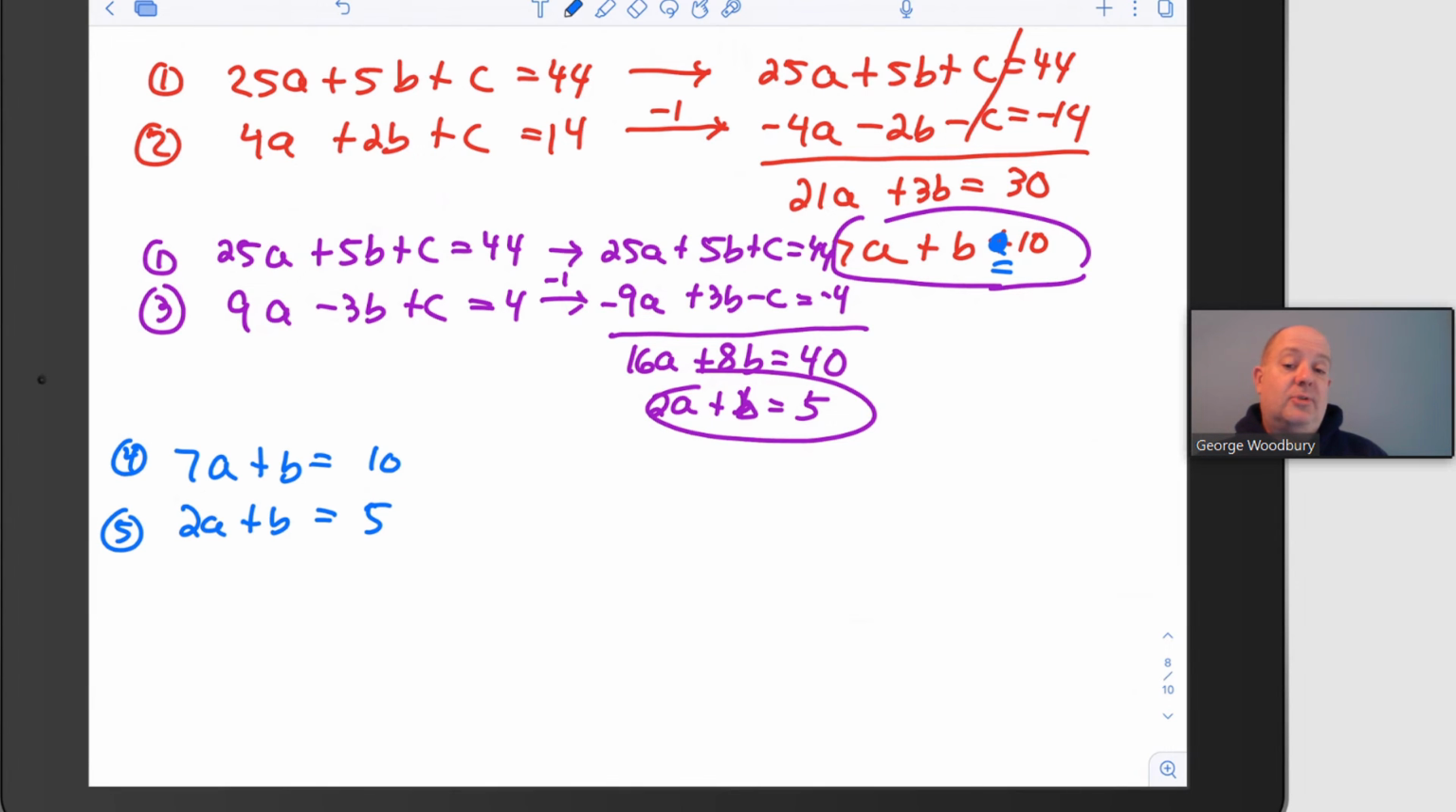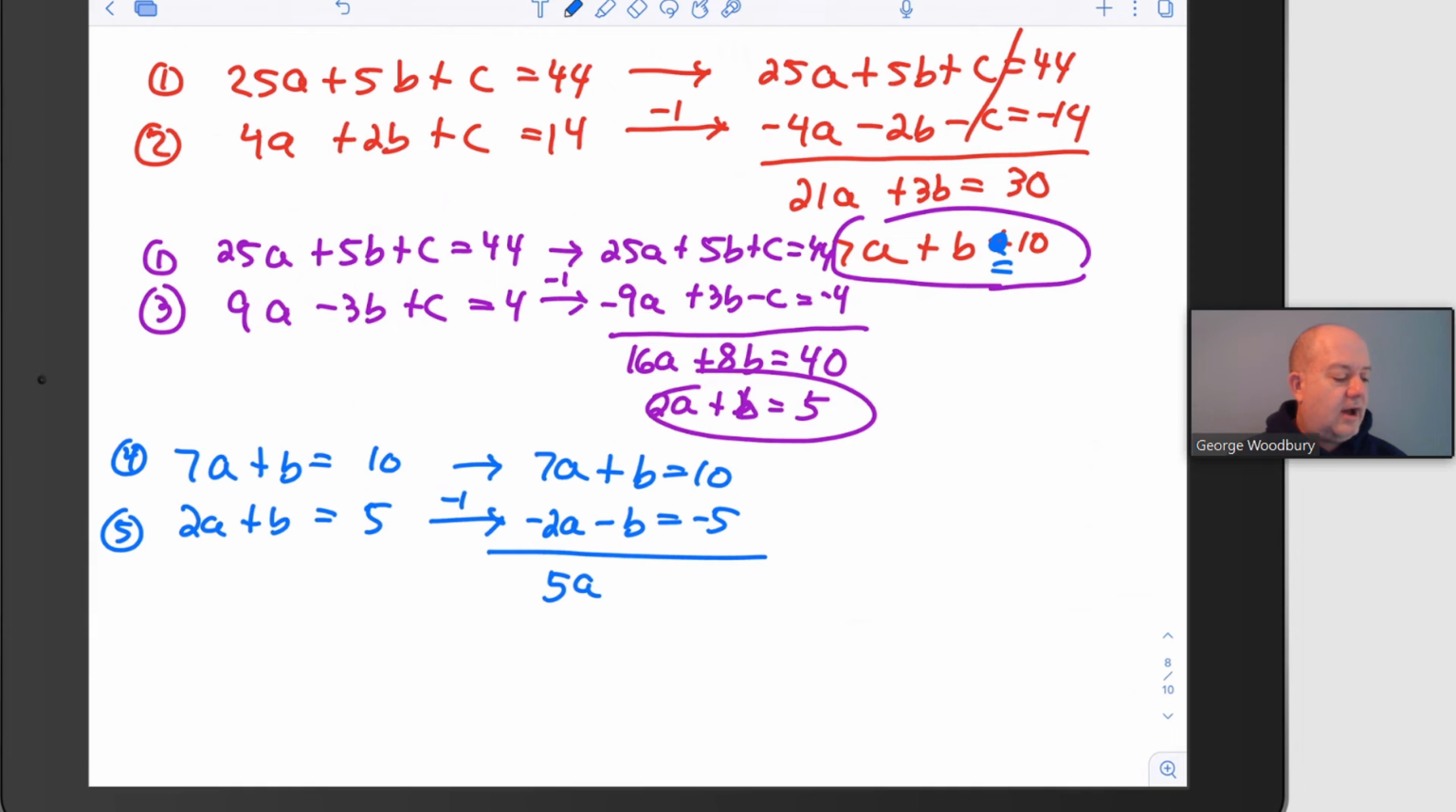I could solve by substitution because I could easily get b alone on one side, but I can use the same approach I just did. If I copy over the first equation, I can eliminate the variable b by multiplying the second one by -1. Negative 2a minus b equals -5. 5a equals 5. A equals 1. 1/3 of the way. We know what a is.